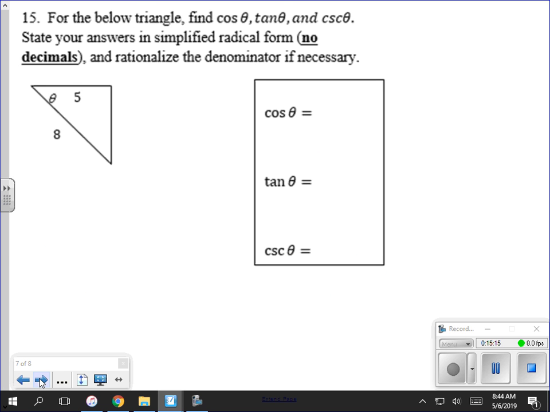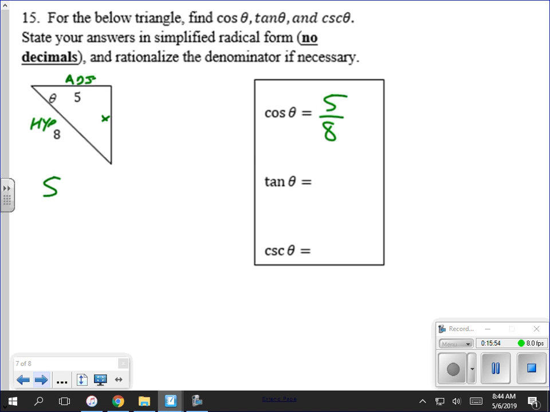Okay, for the triangle below, find cosine, tangent, and cosecant. State your answers in simplified radical form, no decimals. So the first thing I have to do before I can set up my ratios is I'm going to have to find that third side. I can get the cosine. Cosine of theta, this is the adjacent side. This is my hypotenuse. This is 5/8, not a problem. But I can't do the tangent because I need the side opposite. And I can't do the cosecant because I need the side opposite. So I have to find that first.